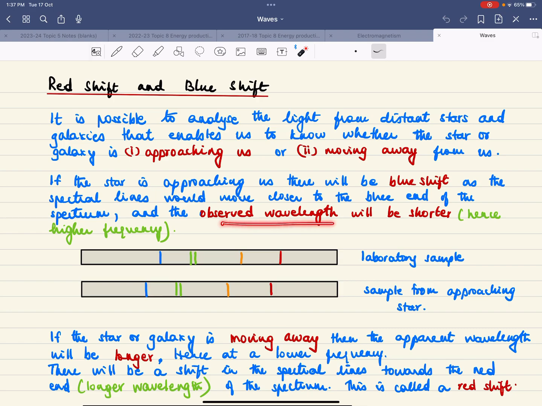If the observed wavelength is shorter, that means it has undergone what we call a blue shift, because the spectral lines would move closer to the blue end of the spectrum. Okay, so this is your laboratory sample. These are the spectral lines of the element. When you compare the same spectral lines from an approaching star, you will see that every line is the same, but they've all shifted towards the blue end.